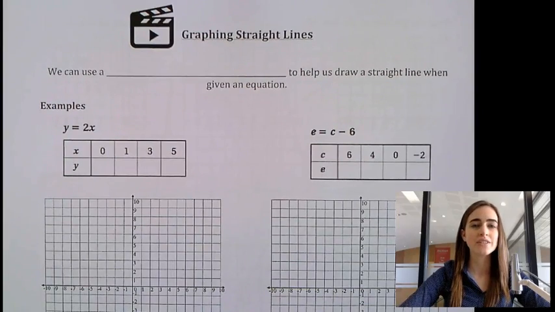In this video, I want to start having a look at how we can graph straight lines if we're given an equation. So when we first start off graphing straight lines, we can use what's called a table of values to help us plot points that lie on that line.